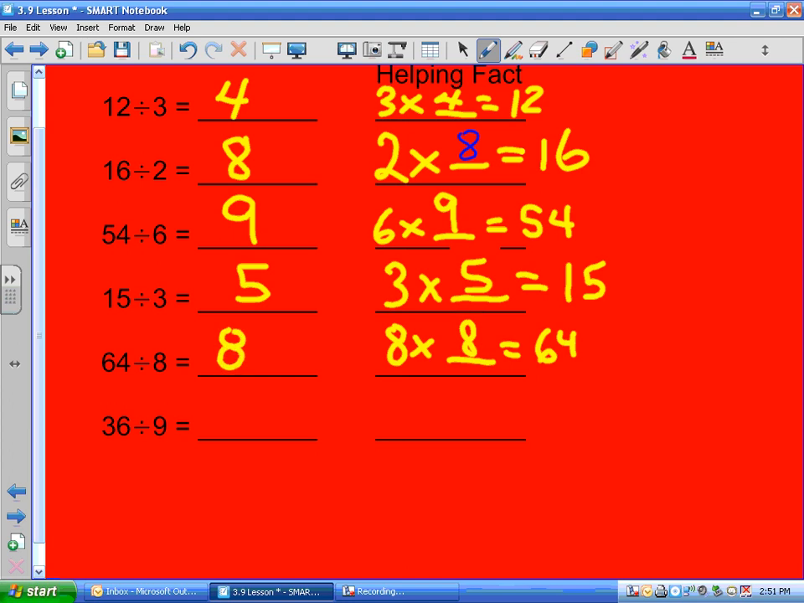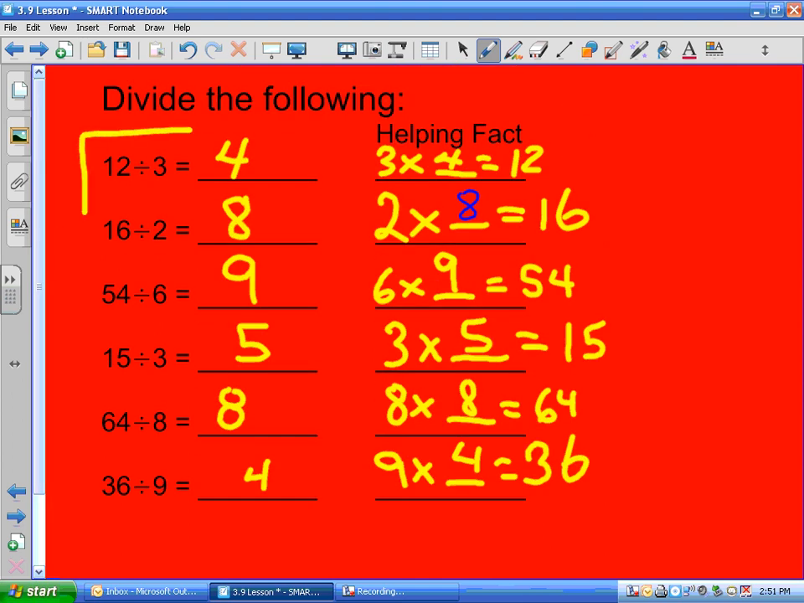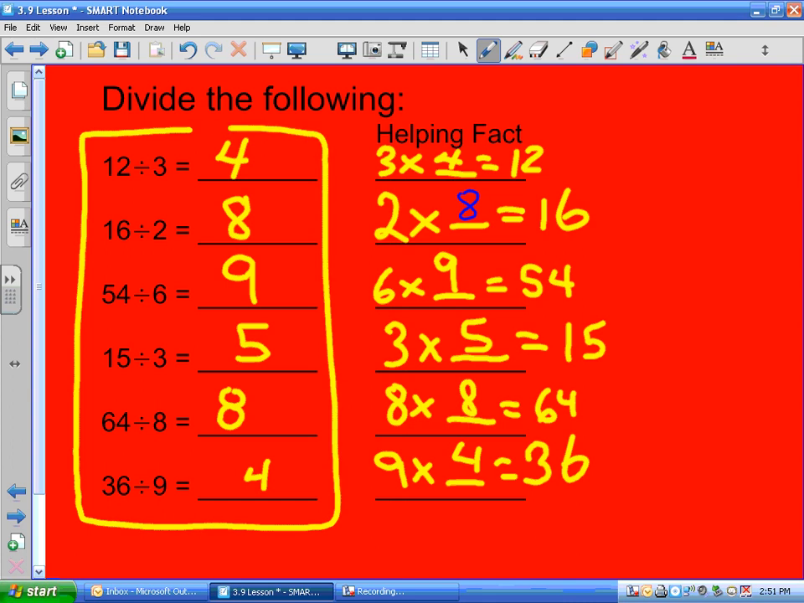Okay, the last one on this one. What's the helping fact? 9 times what is equal to 36. See where your times tables become very helpful here? Tyra? 4. That's correct. So that means this answer here is 4. So we can do dividing questions right here if we can come up with the helping fact.